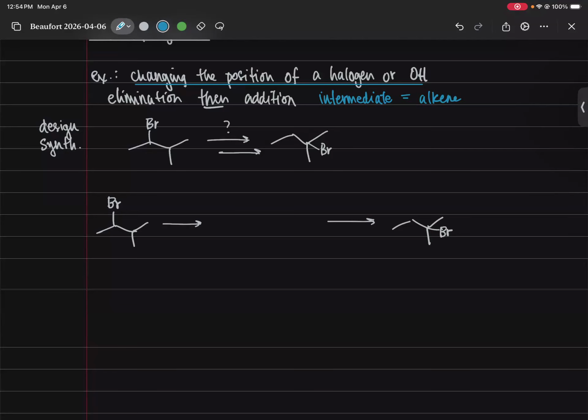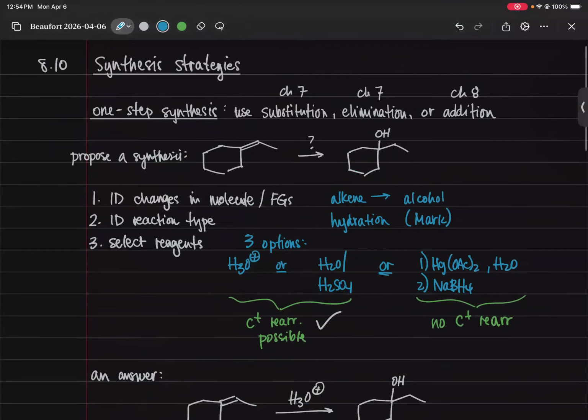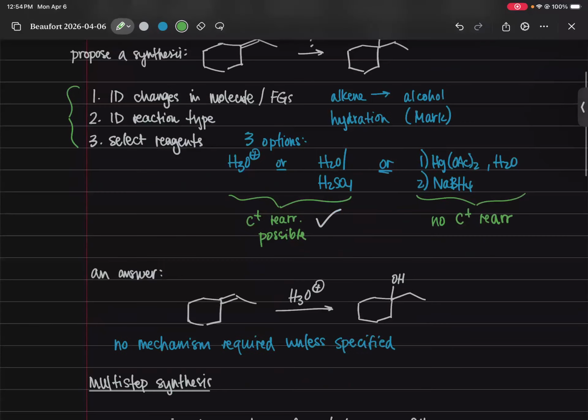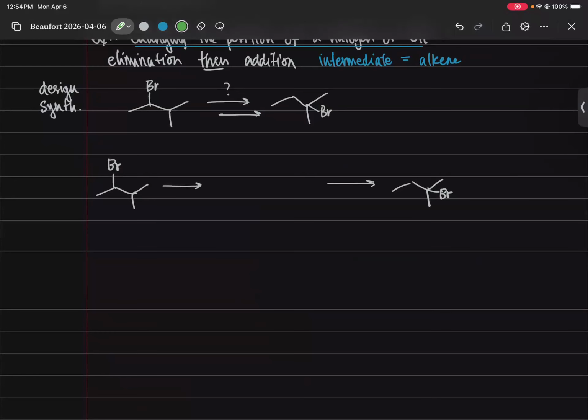All right, and so what we should do here is go back to these steps and make sure that we're doing all of them fully. Okay, so identify the changes in the molecule or the functional groups. Clearly our only functional group here is the bromine. The bromine is moving from the blue carbon to the green carbon. Sorry, I have green and not pink today, but that works.